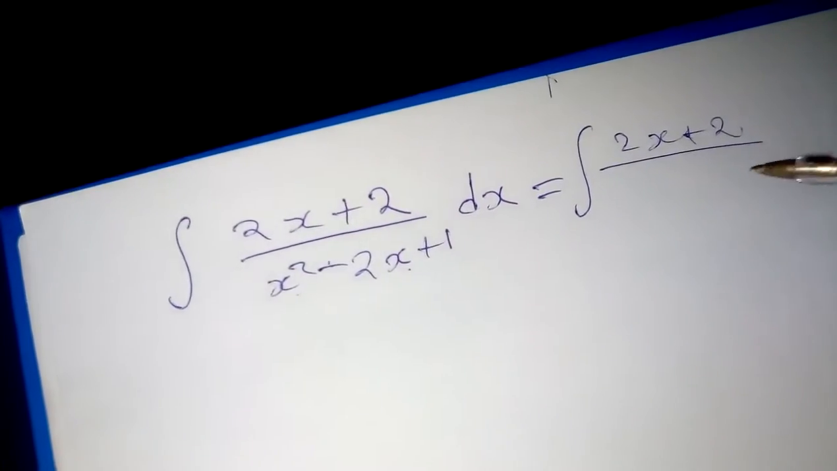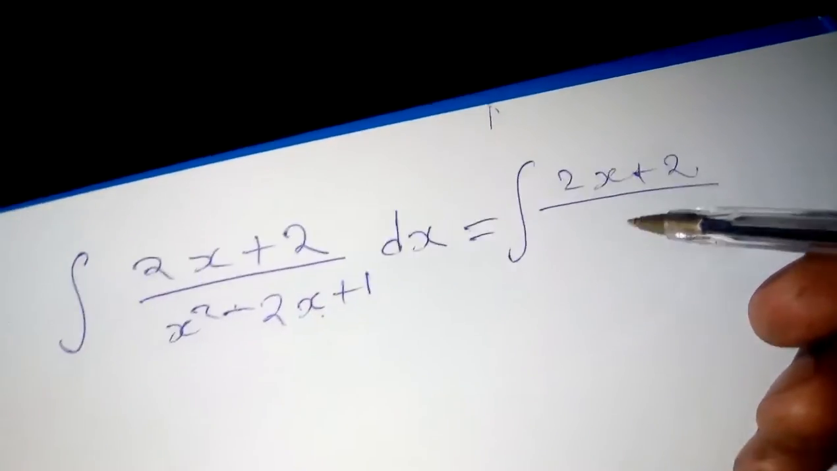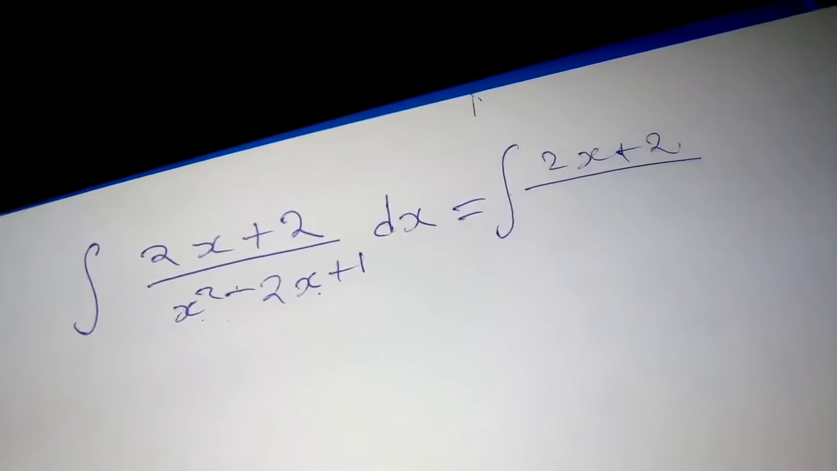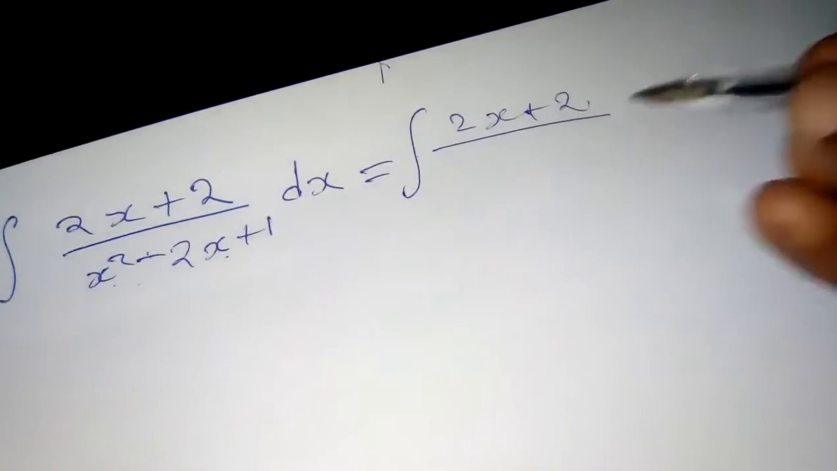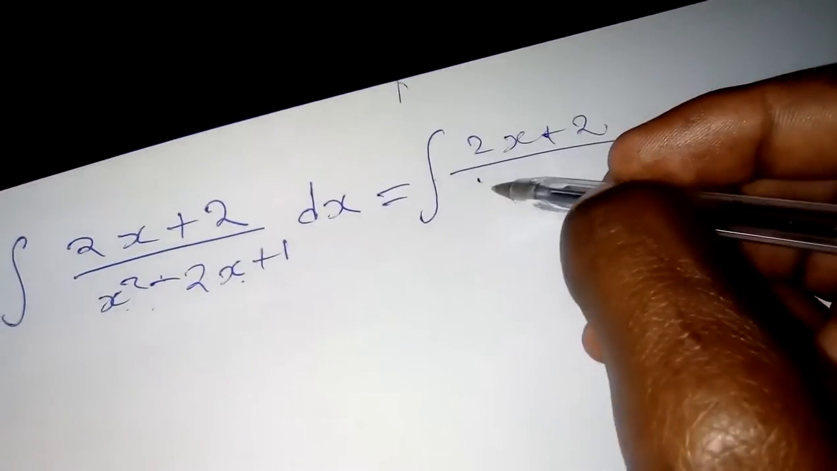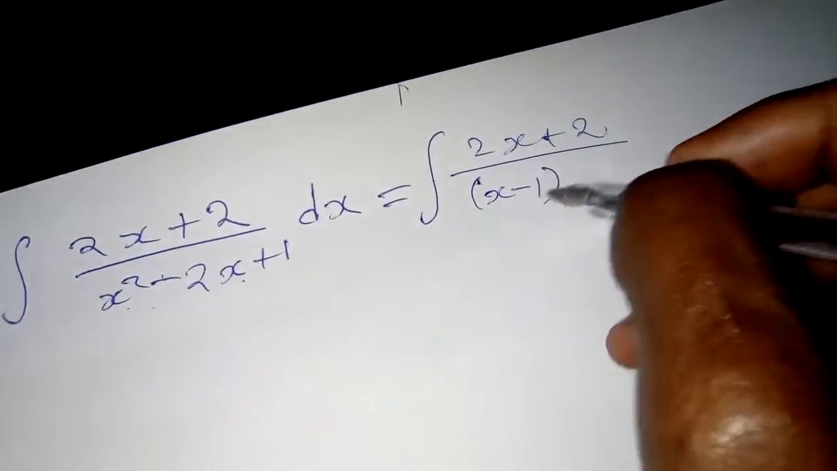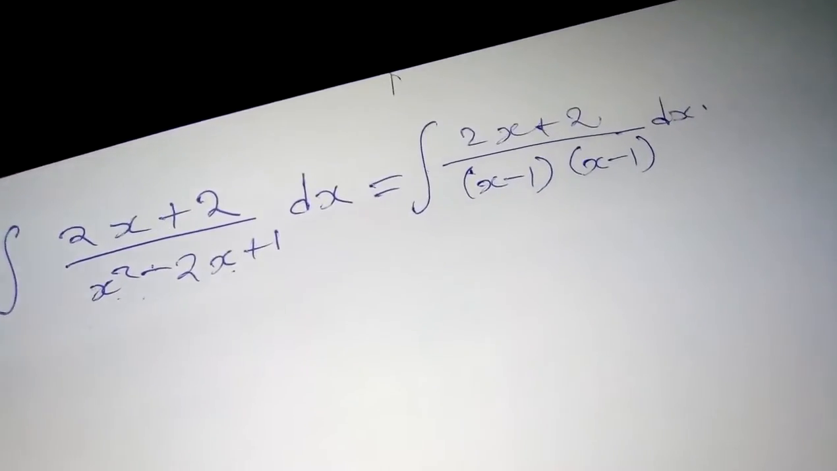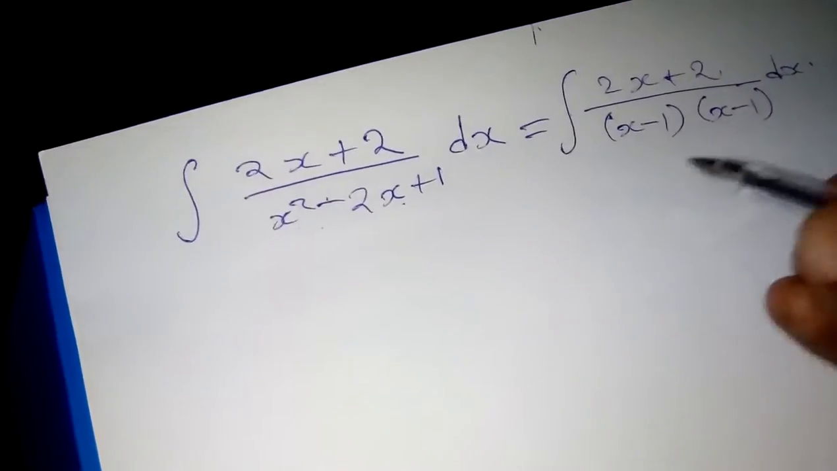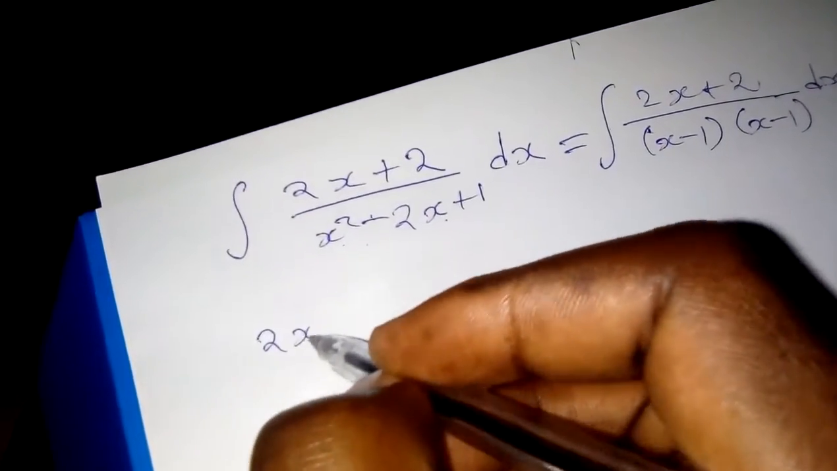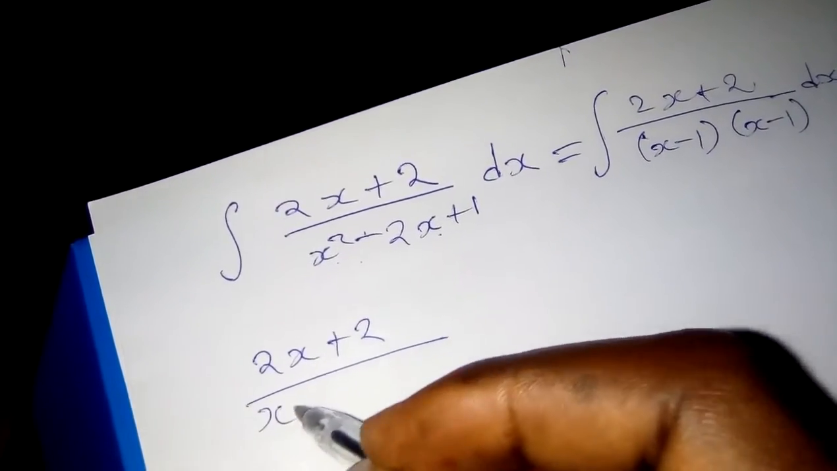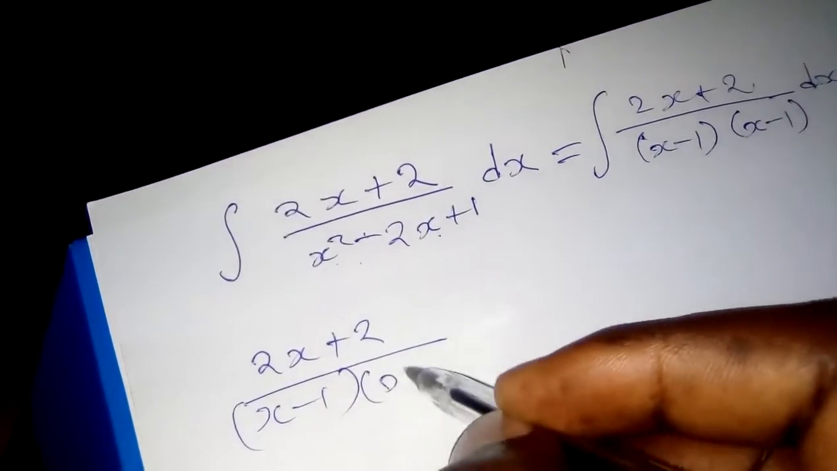When you factorize the denominator, you are going to have x minus 1, then you also have x minus 1, like that, and then dx. So we can now write this in partial fractions, which gives 2x plus 2 over x minus 1, x minus 1.